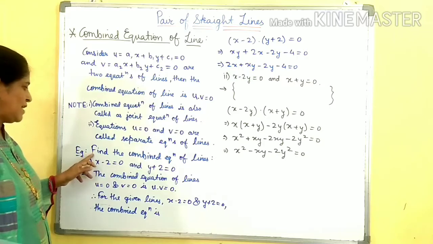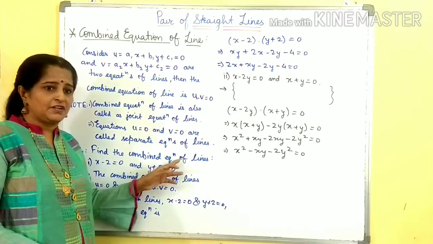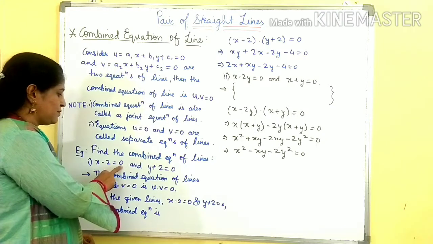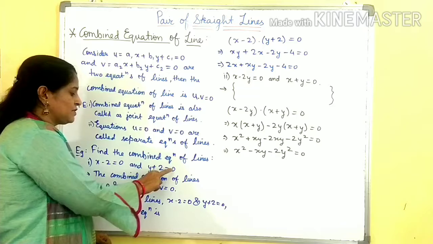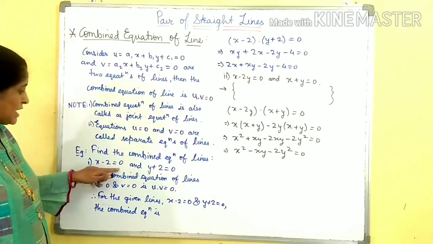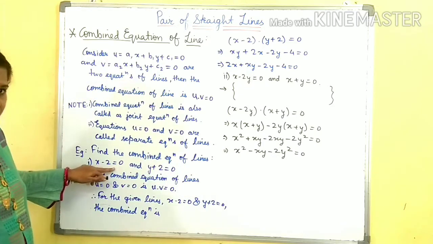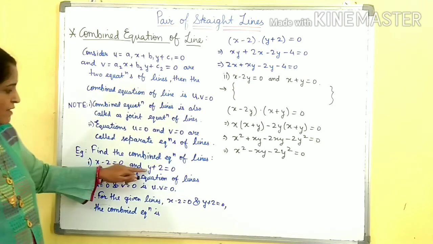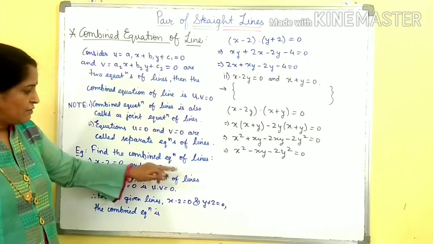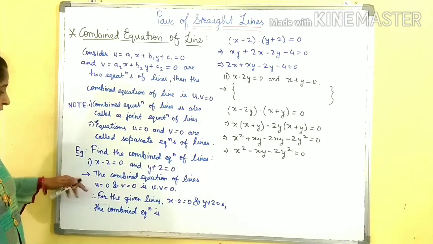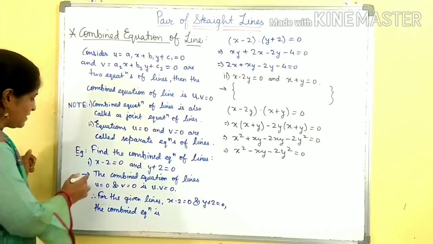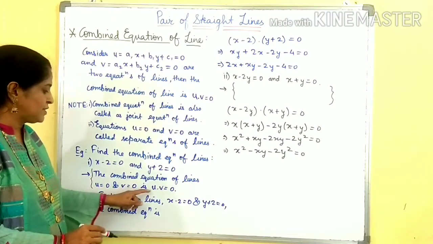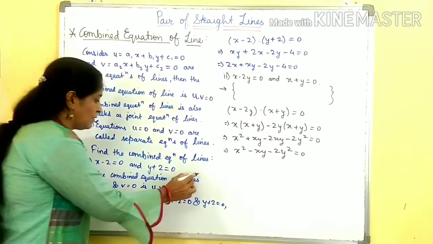See the first example. Find the combined equation of line. Your first line is x minus 2 is equal to 0 and y plus 2 is equal to 0. That type of equation is any type. Here x minus 2 is equal to 0 is nothing but u, y plus 2 is equal to 0 is your v. We know that the combined equation of line for u is equal to 0 and v is equal to 0 is uv is equal to 0.